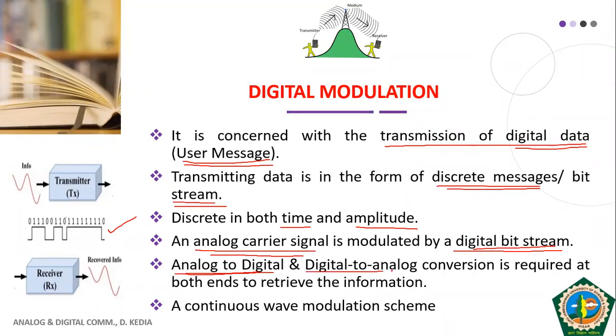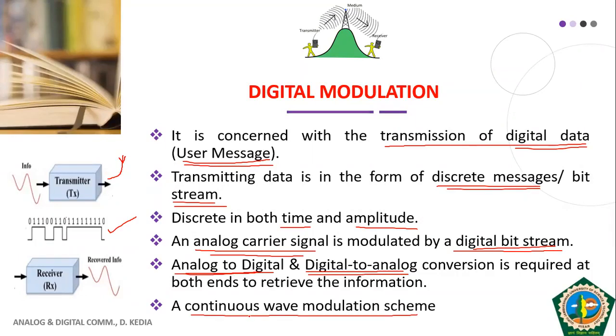And at the receiver side, we need to convert the digital signal back to the analog original message signal at the output of the receiver. So in digital modulation, we will be requiring analog to digital and digital to analog conversion. As I told you, we will be using an analog carrier signal, so obviously this digital modulation is a continuous wave modulation scheme. The signal that goes out of the transmitter is of the form continuous wave. I hope all of you have been able to understand this.